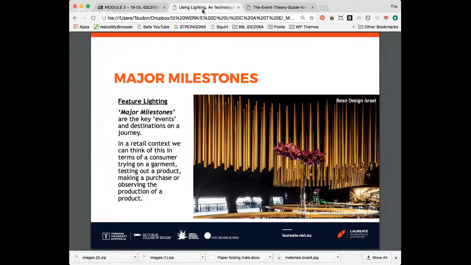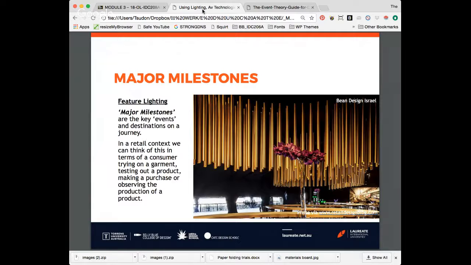And then we have the major milestones. So the major milestones are those big ticket items or those key events on that retail journey. And in the retail context, we can think of it where the consumer is engaging physically with the product and it's the most emotionally intense moment of engagement. So this might be the change rooms where a consumer is trying on a garment, or it could be a product testing zone, for example, the Aesop basin stations where you can always try the product.